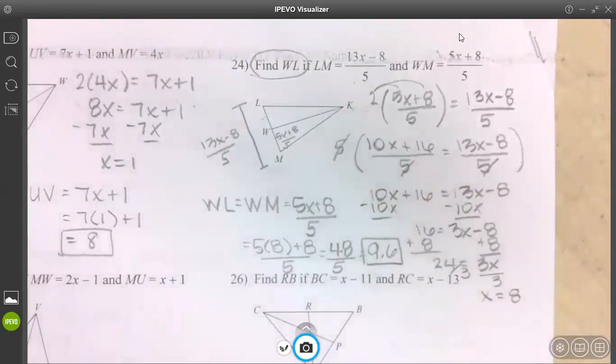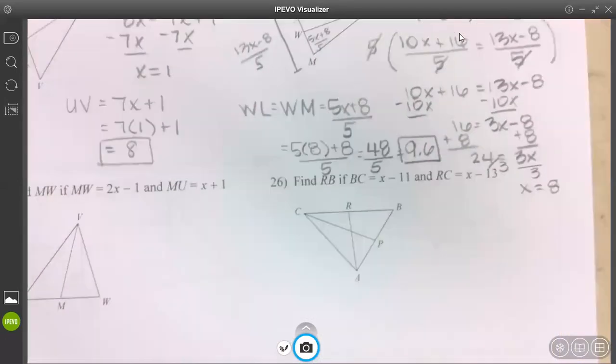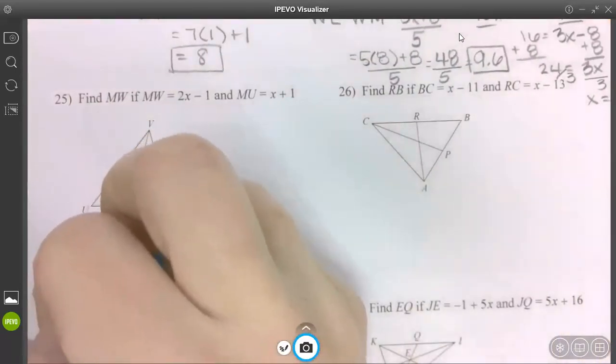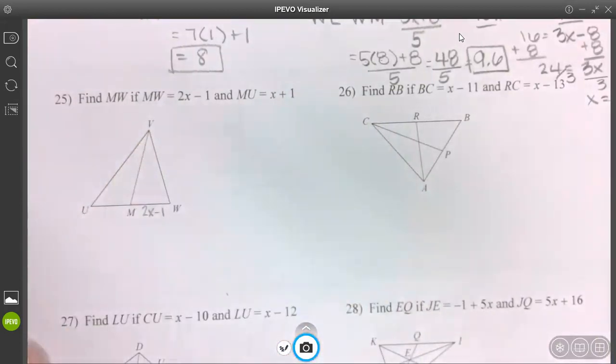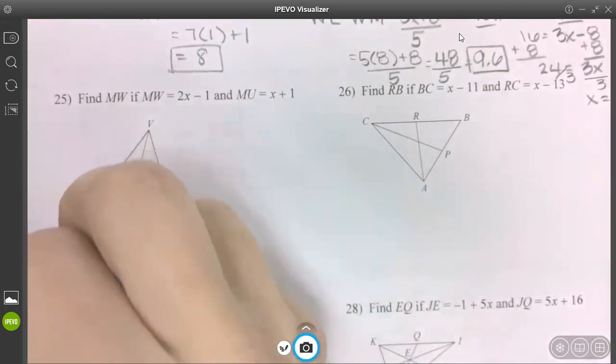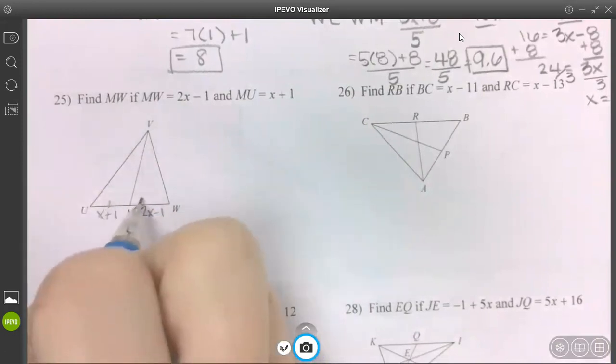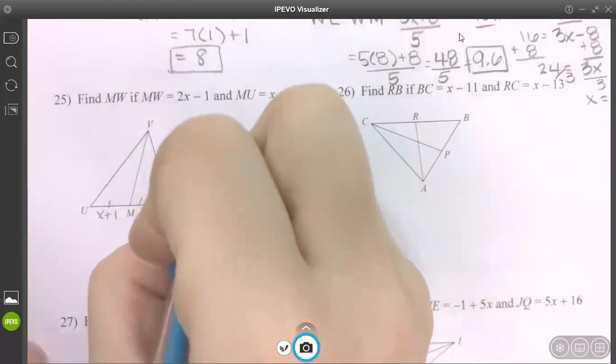25 is much easier. 26 is much easier. So 25, it says MW is 2x minus 1. MU is x plus 1. Remember, our 2 parts are equal. So we're going to set them equal.